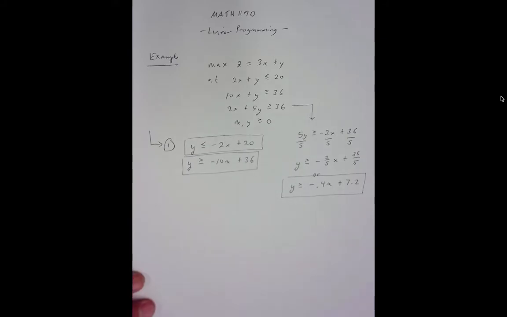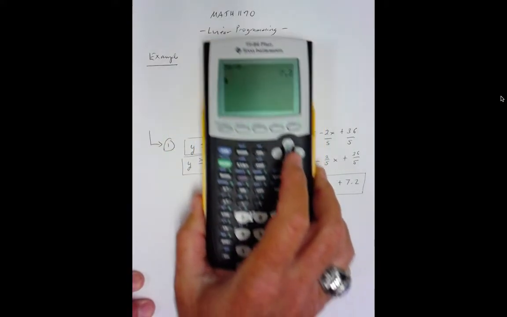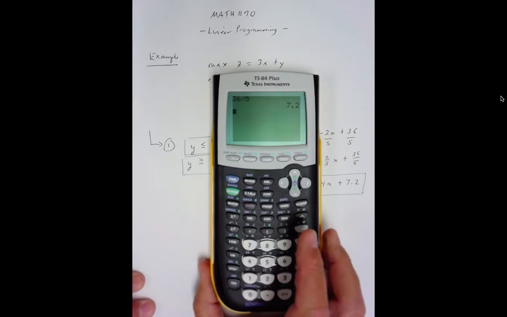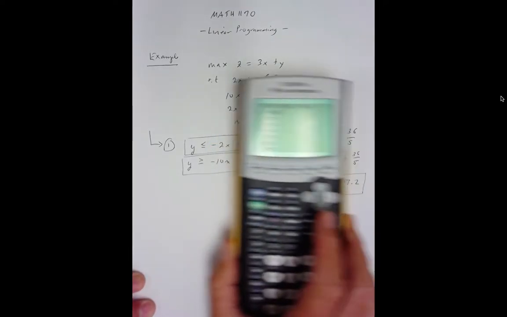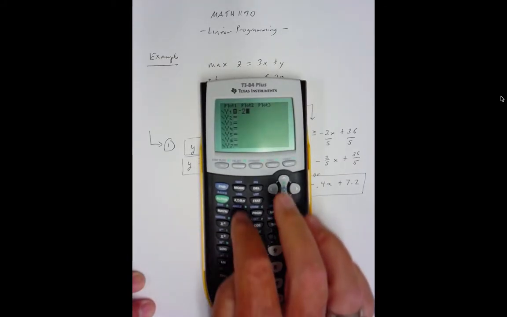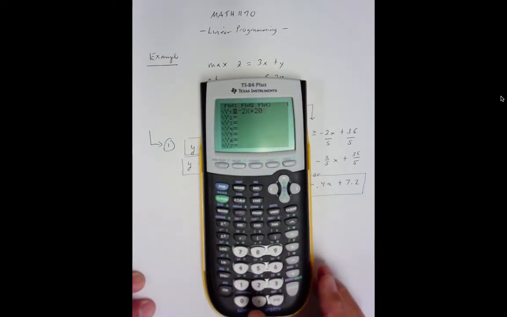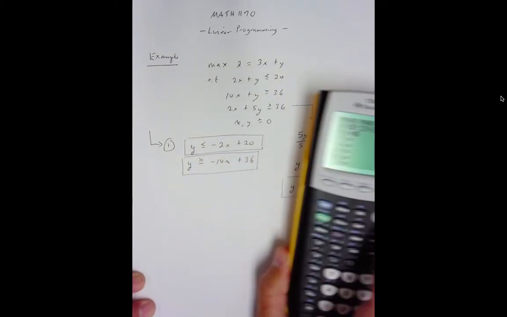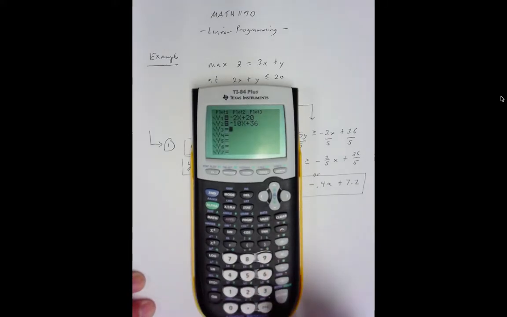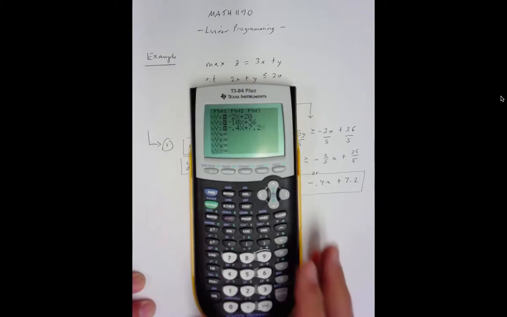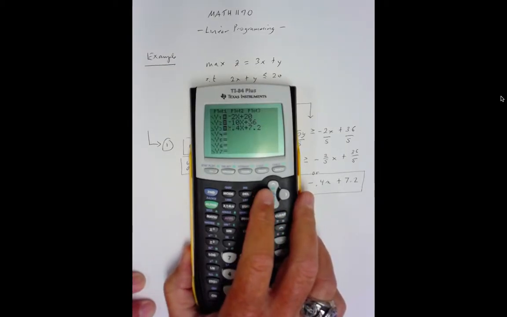All right, gang. Next thing we would do is get our feasible regions. So let me get this where it provides a good picture. I'm going to go into y equal, as you would expect. So the first one is negative 2x plus 20. I'll take care of the inequalities later. Negative 10x plus 36. And then we get negative 0.4x plus 7.2.